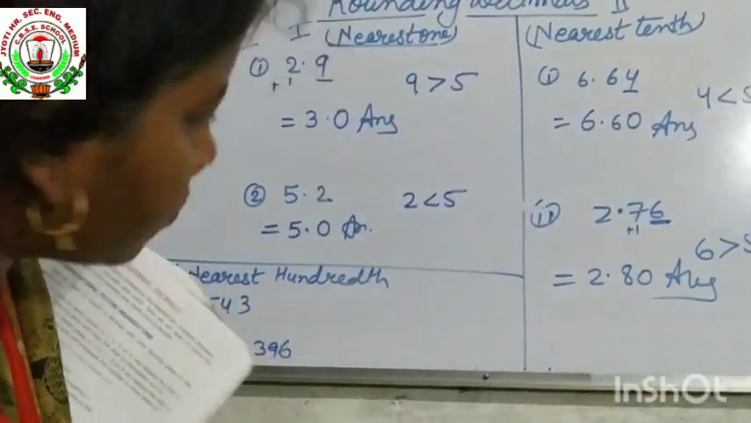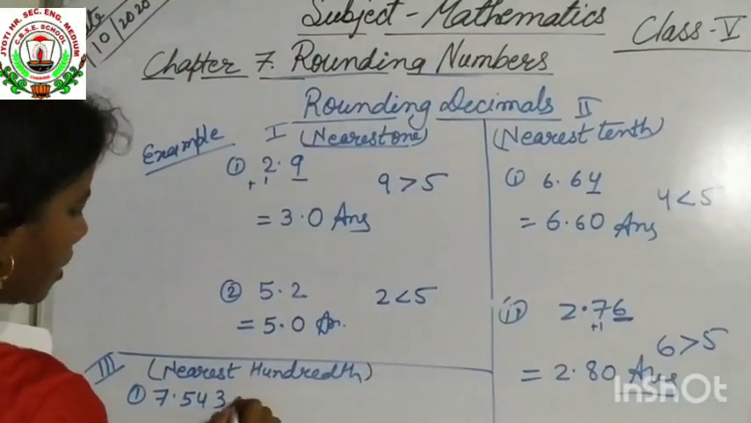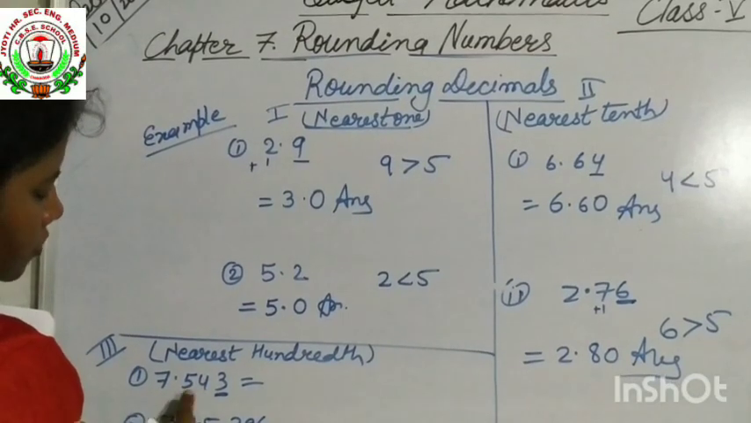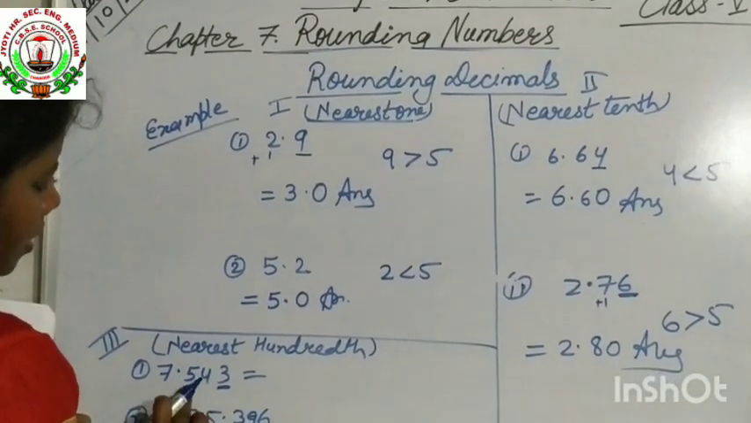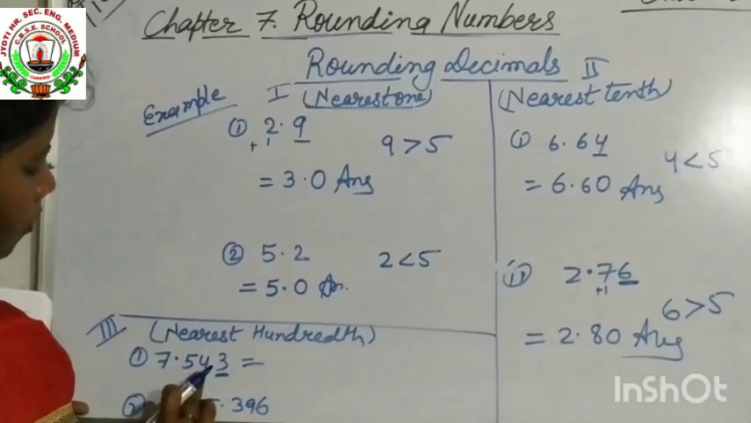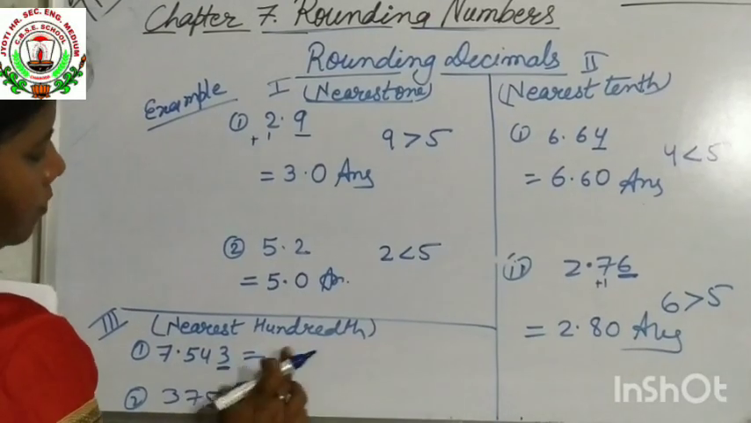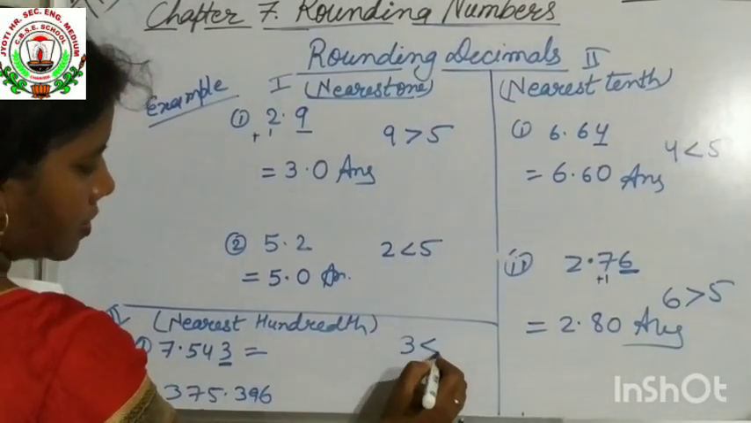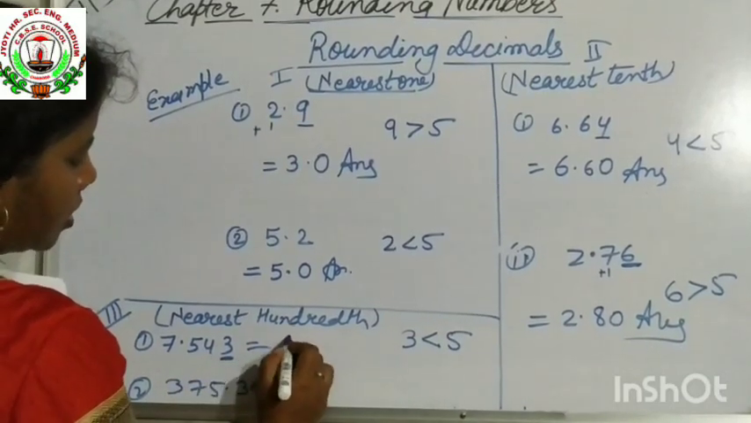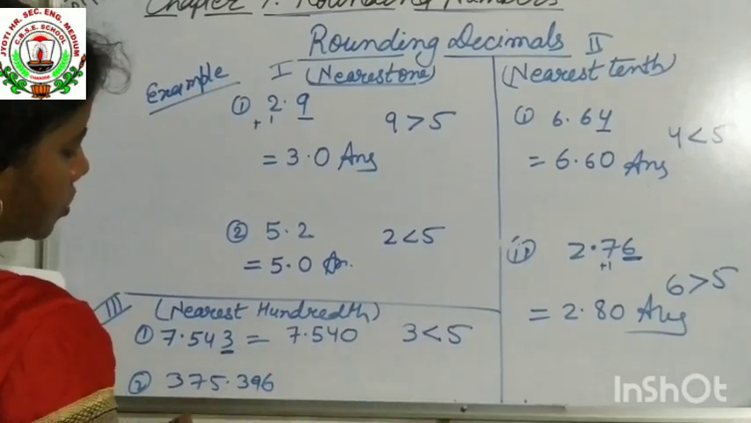Understood? Now next we will see nearest hundredth. In nearest hundredth, we will see the thousandths place number. It is after the decimal, so it is tenths, hundredths, thousandths. So we have to round up the hundredths place number. We will see the thousandths place number, which is 3. 3 is less than 5. So if it is less than 5, you will leave the number as it is. So 7.54 as it is you will leave and this digit will be 0.